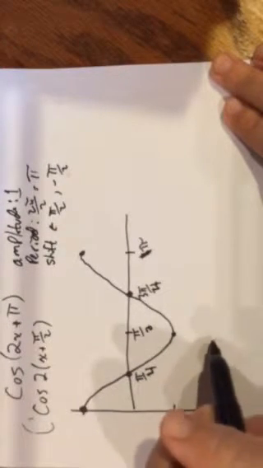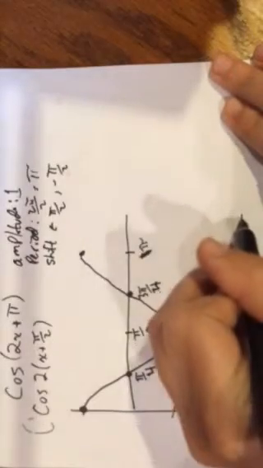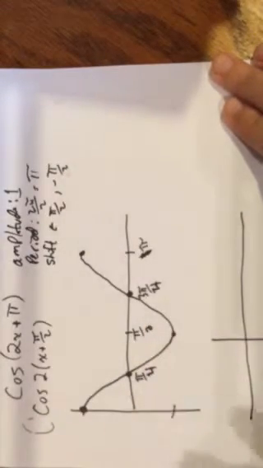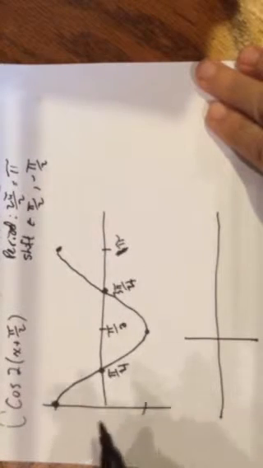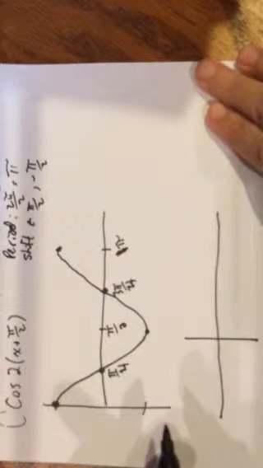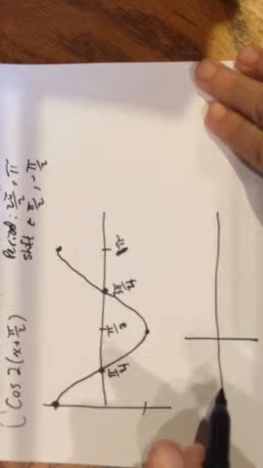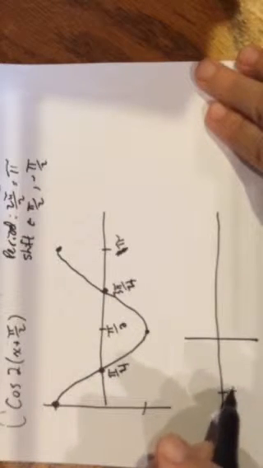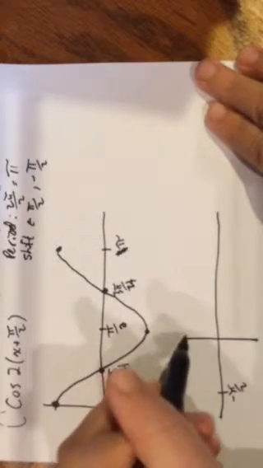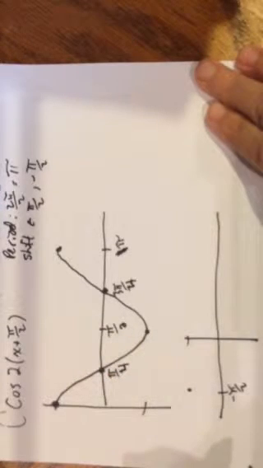So my shift, and I'm going to move the vertex over a little bit. So my amplitude stays the same. I can move this up. So my shift is by pi over 2. So instead of starting at 0, I'm going to start at negative pi over 2. Still going to go up to 1 because my amplitude did not change.